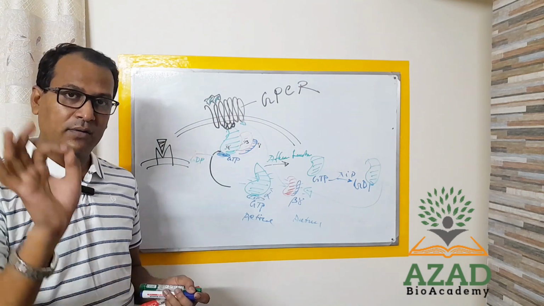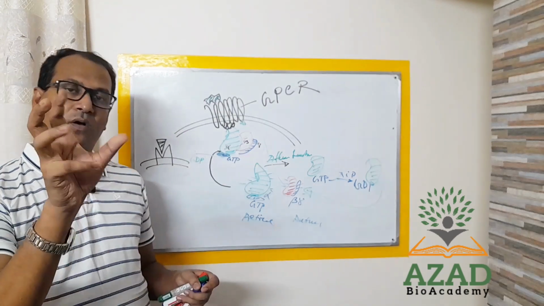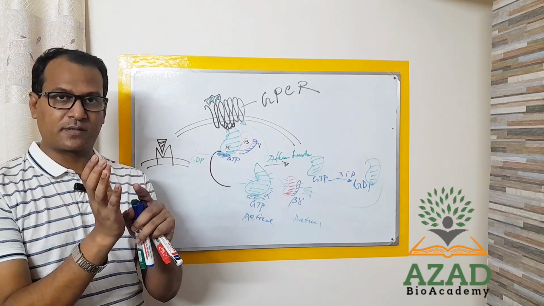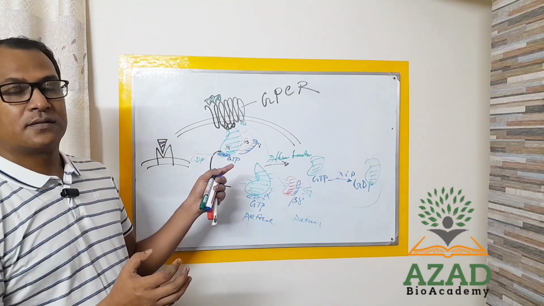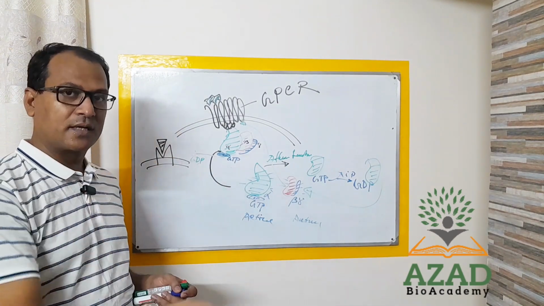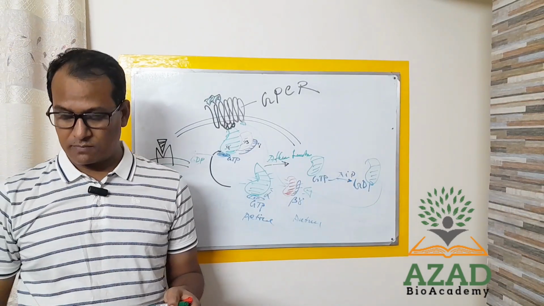Okay, I will just add something here: beta and gamma are always attached to each other as a complex, before and after activation. Alpha, just after activation, will be separated, and after finishing its work, it will again assemble with the beta-gamma complex.